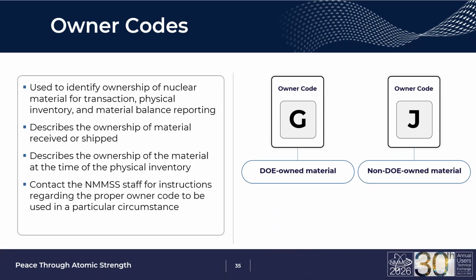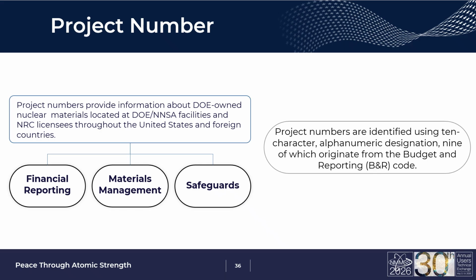There are two types of owner codes reported to NMMS. The G owner code represents DOE-owned material, and the J owner code represents non-DOE-owned material. Department of Energy-owned materials are accompanied by project numbers. These are 10-digit codes based on the definitions provided by the Chief Financial Office. Projects tie material to a source of funding, the responsible material managers, and associated safeguards.